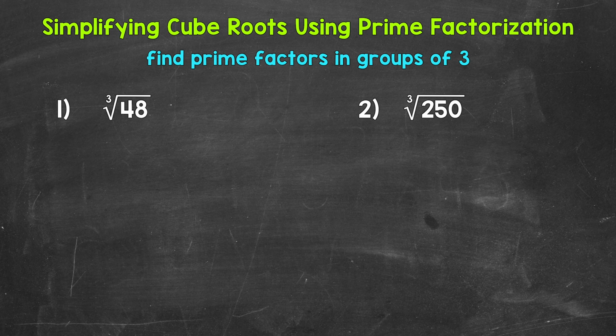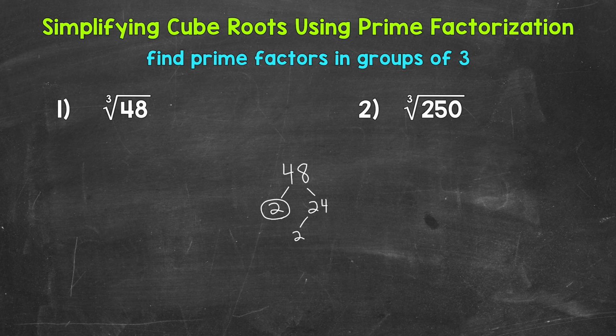We need to break this down until we only have prime factors. Now, there are different paths to take in order to get to the prime factors, but in the end, no matter what path you take, you'll get to the same prime factors. So something to keep in mind. Let's come to the side here and take a look at the prime factorization of 48. I'm going to start with the factors of 2 and 24. Now 2 is prime, so we are done over there, and we can continue to break 24 down.